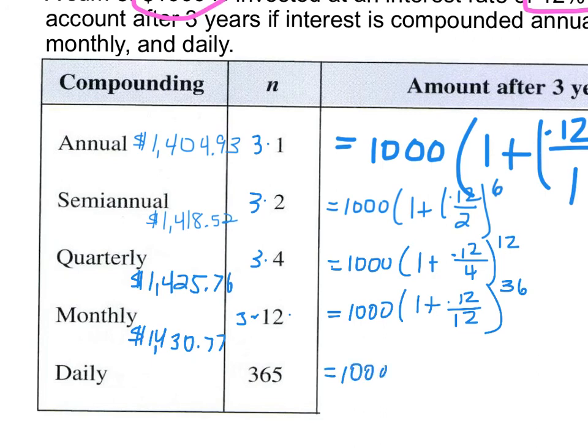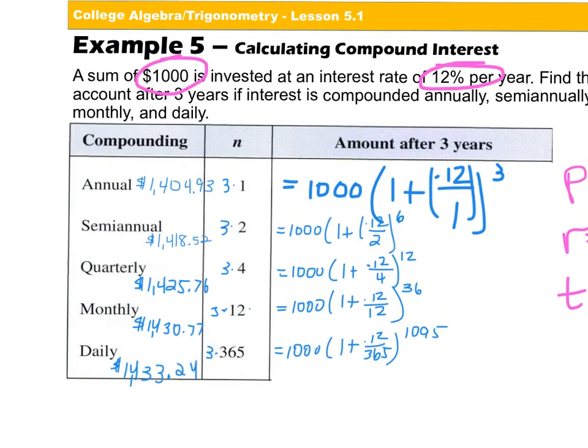And then the last one. I say 1,000, 1 plus 0.12 divided by 365, right? And then I raise that to the N times T. 365 times 3 is 1095. So 1,000. What did we get? 1,433.24. Very good. What do you notice about all of these values?